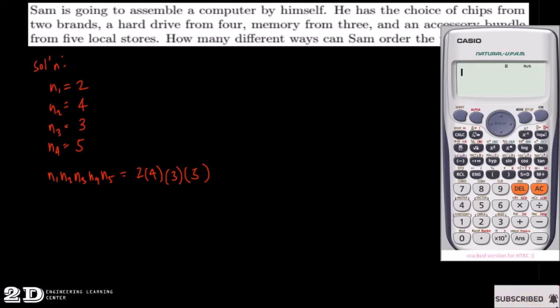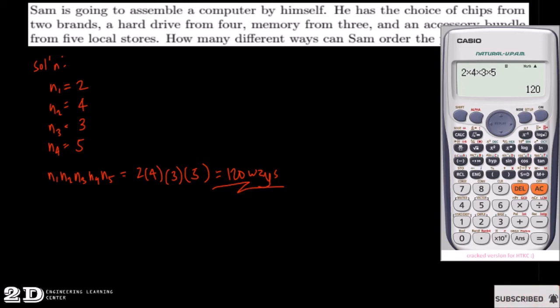Okay, so we have 2 times 4 times 3 times 5. This is equal to 120 ways. So he has a choice of 120 ways. There are 120 ways he could order the parts of the computer that he is going to assemble.